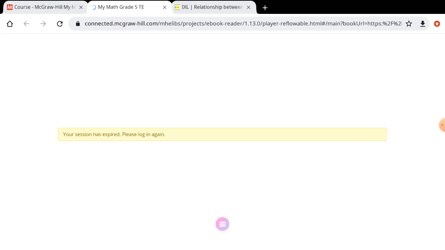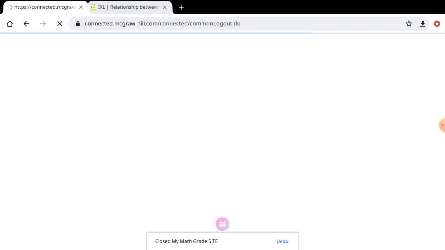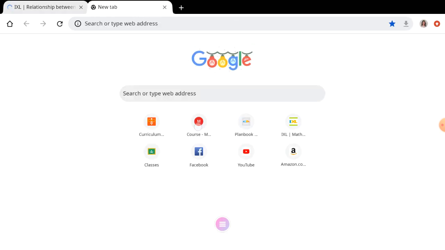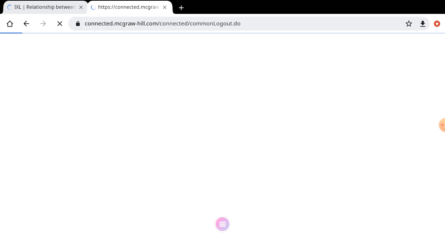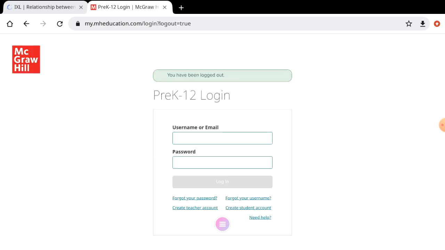0.11. Since I stopped it, I have to go back and log in. Give me just a second. If I minimize it and start the recording, it kicks me out.